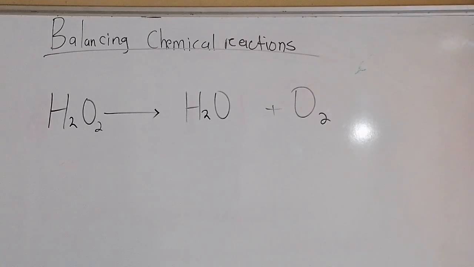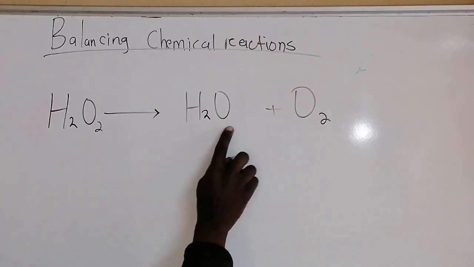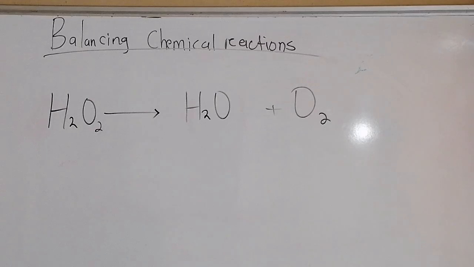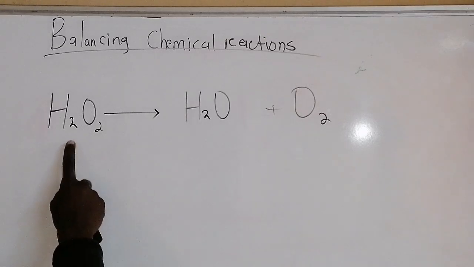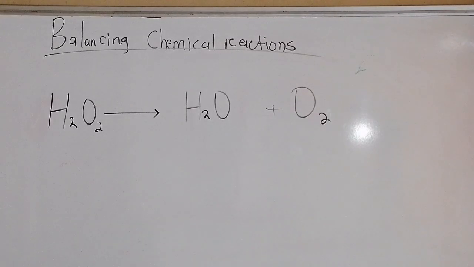If you are in grade 11, it is very important for you to know how to balance a chemical reaction. As I told you, these are known as subscripts. Here the subscript of O is 1, because they didn't write it. So basically, when you balance chemical equations, you need to make the atoms on the reactants equal to the atoms on the products.